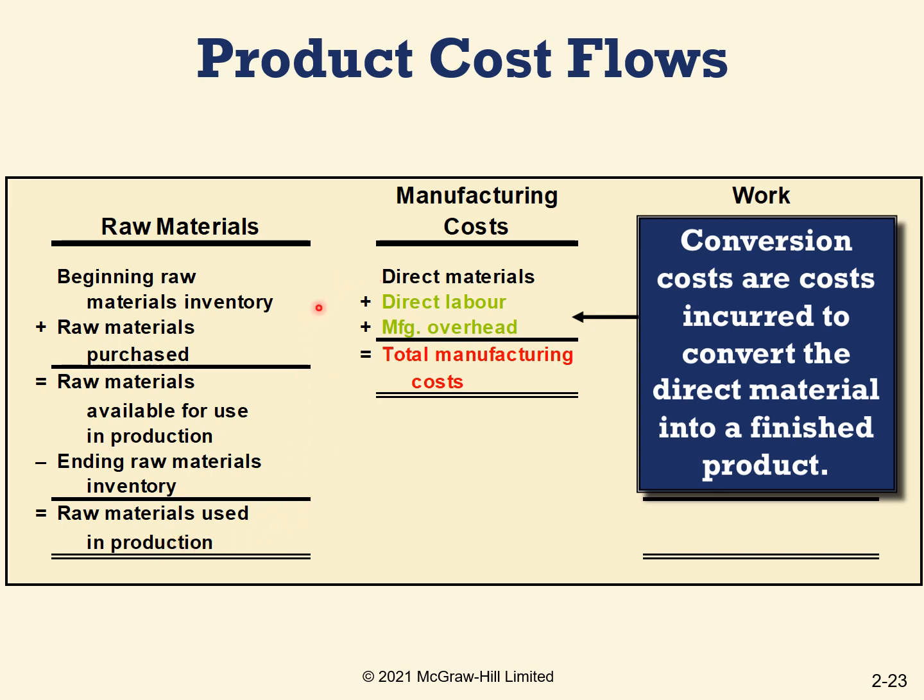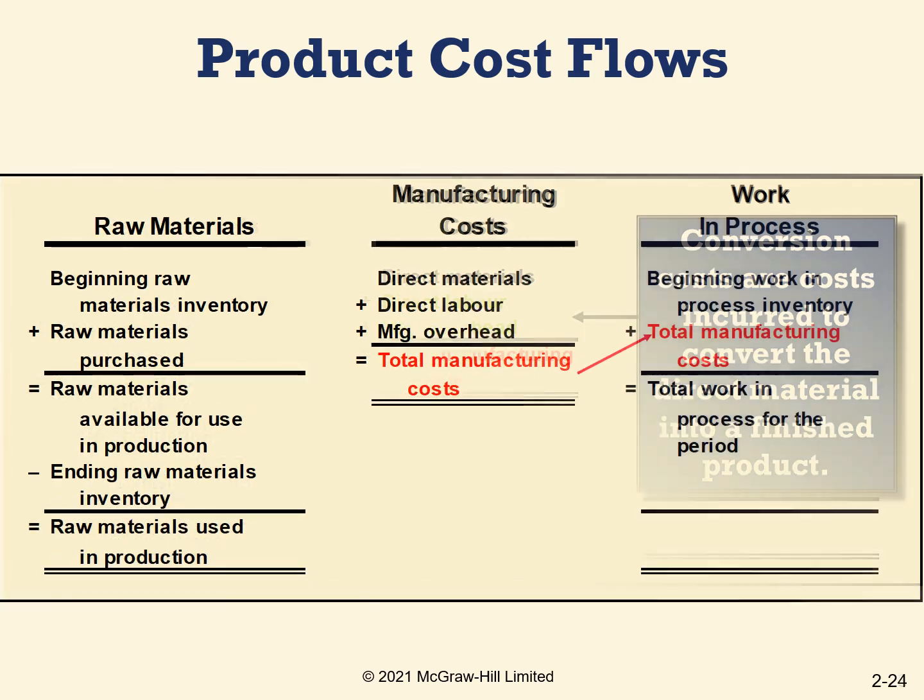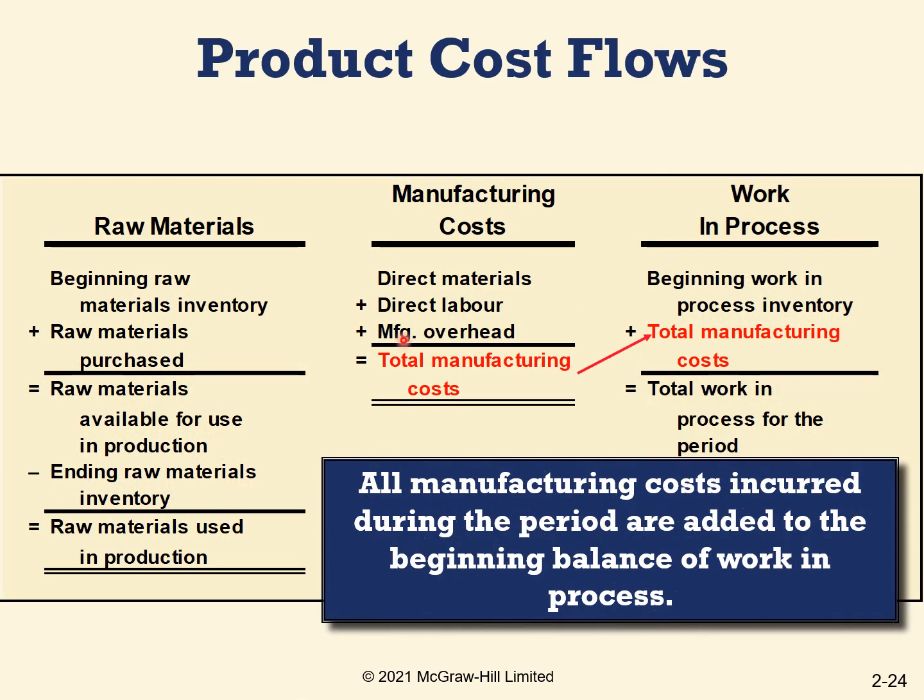So this number flowed over here to our direct materials. And we're going to add our two conversion costs. Remember, our conversion costs are costs incurred to convert the direct material, which came from a raw material budget, into a finished product. So we're going to add our direct labor and our manufacturing overhead to get our total manufacturing costs, or our total product costs. So you can see this continues to flow.